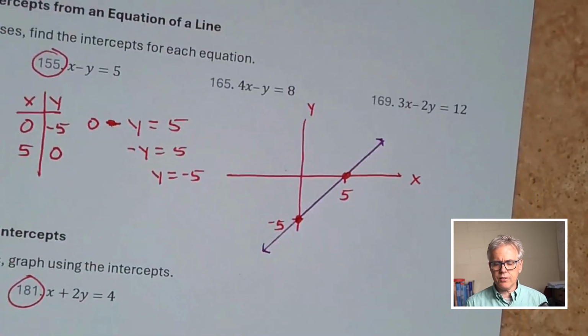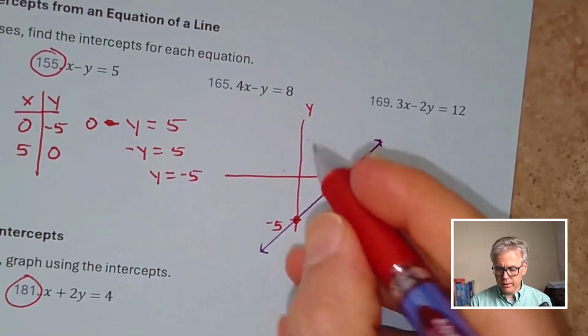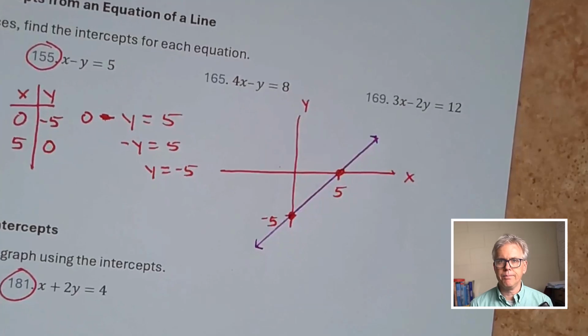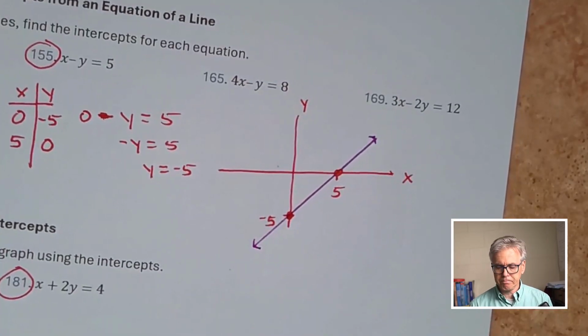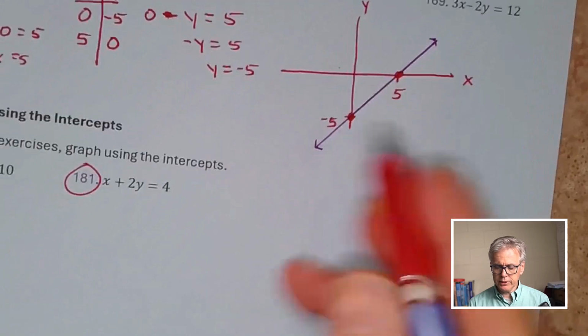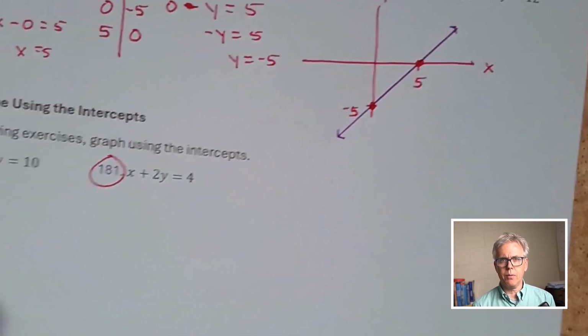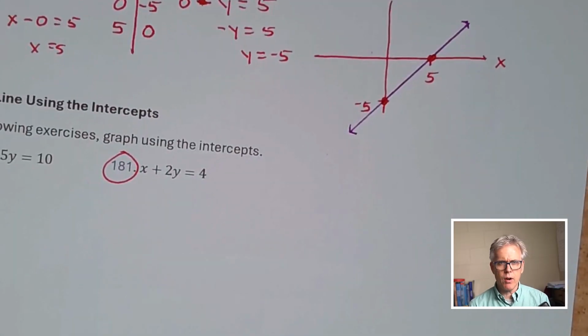When I want you to sketch a line, that's really all I want. You don't have to put all the scales on there. Just put the numbers we care about. If it helps to put a couple of numbers, you can. Okay, so let's use that to help us out with 181. If you're just watching, try to pause the video here and see if you can do 181. Sketch out a quick graph by finding the x and y intercepts.